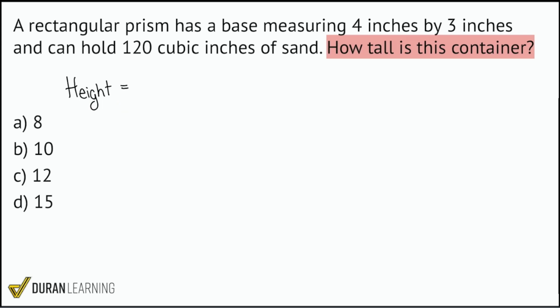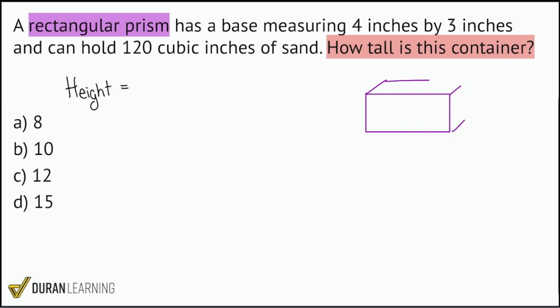Cool. Now it's time to start from the very beginning over here. We're going to read through and understand what it is that we're given. A rectangular prism has a base measuring 4 inches by 3 inches and can hold 120 cubic inches of sand. My party people, they tell us immediately that we're dealing with a rectangular prism. So we know that's what it is. So let me just do that right there. We know we're dealing with a rectangular prism.